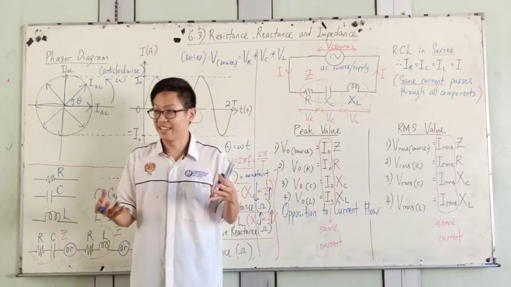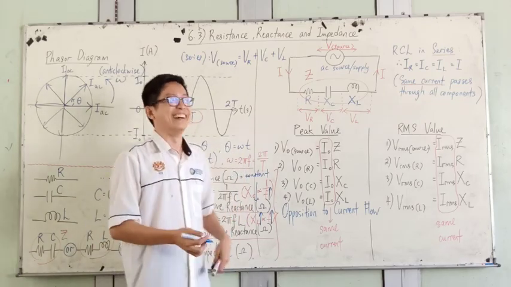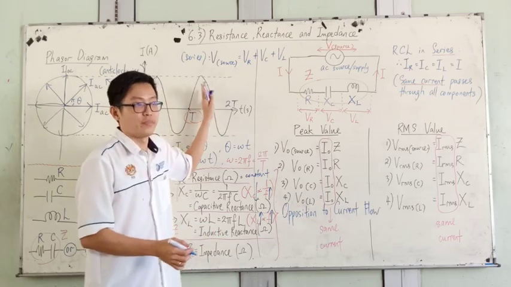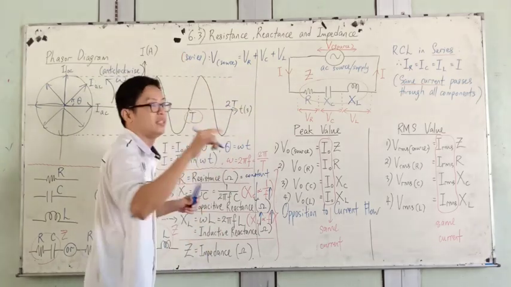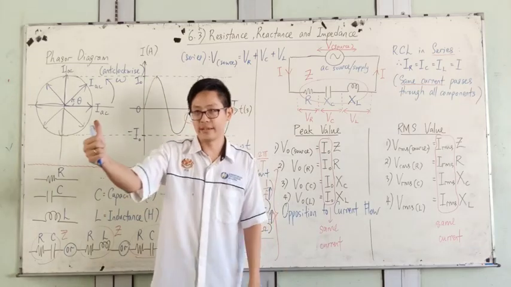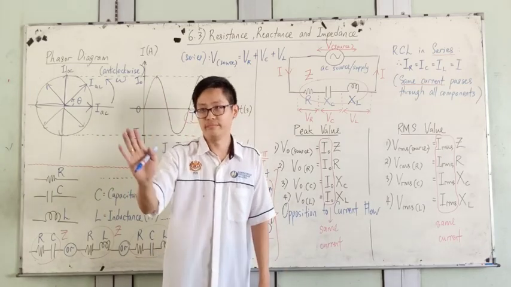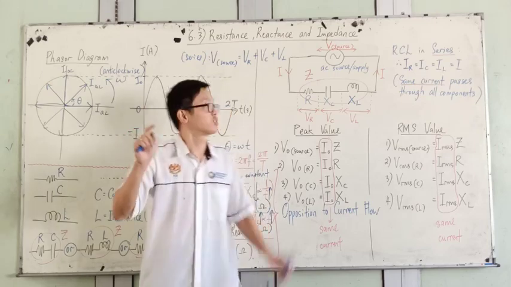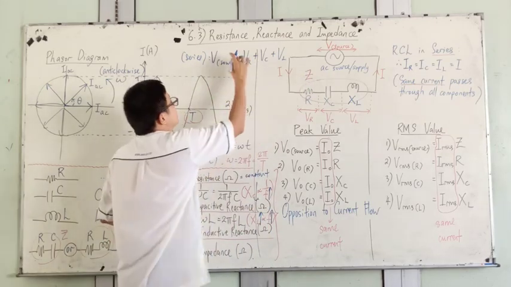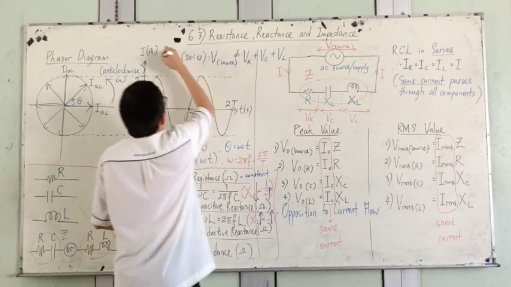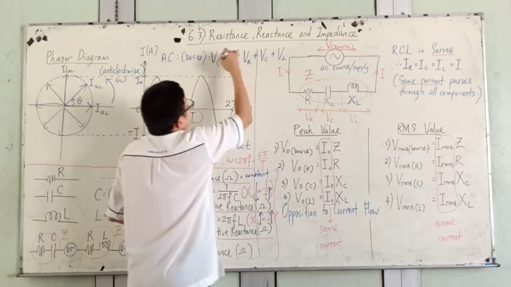It sounds incorrect, isn't it? So remember, this is only correct for DC, for direct current. But for AC, it's wrong. You cannot find the source, the total voltage, by adding up all the voltages. This is for an AC circuit, it is wrong.